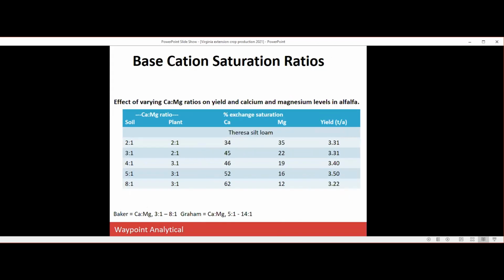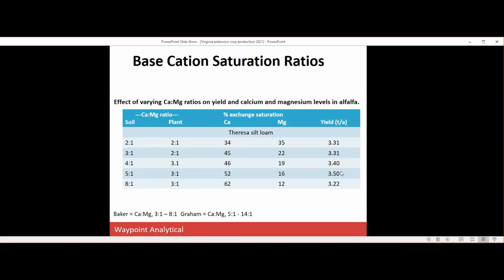And then this is some of the actual research that was done. They came up with different calcium to magnesium ratios: 2 to 1, 3 to 1, 4 to 1, 5 to 1, and 8 to 1. And these are the ratios that actually occurred in the plants. This is the base saturation of calcium and magnesium, which is pretty good. But the main take-home message here is that going from a 2 to 1 calcium and magnesium ratio to a 5 to 1, you didn't get any significant differences in yield. You went from 3.31 tons of alfalfa to 3.5. So by increasing your calcium magnesium ratio, you didn't really get that benefit, and meeting their criteria didn't increase your yield that much.